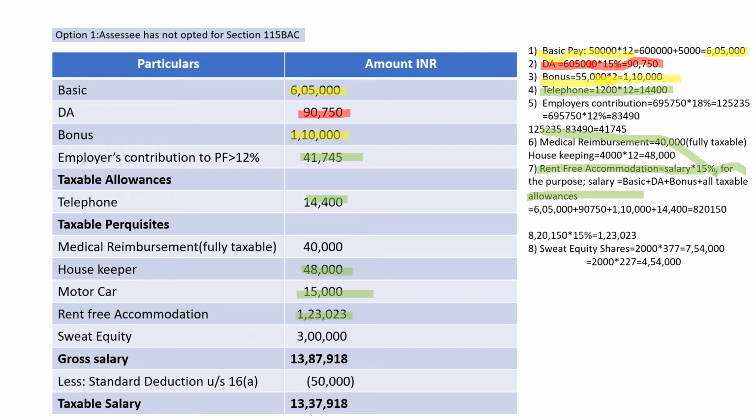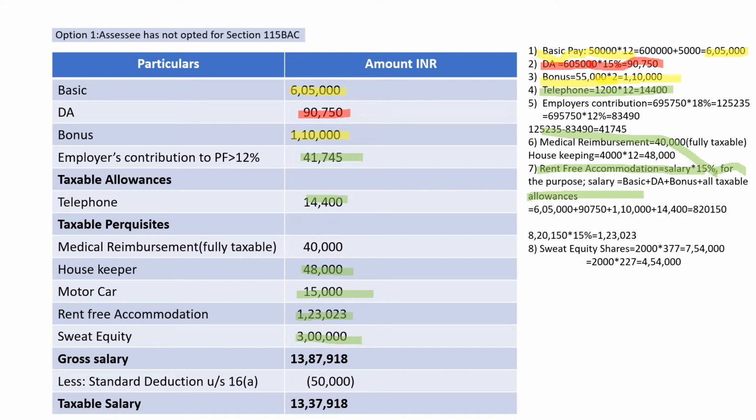Then sweat equity shares. If you deduct these two things, you will get 3 lakhs. Then you will be getting gross salary of 13,87,918. Less standard deduction under section 16, subsection A, is 50,000. If you deduct this 50,000 from gross salary, then you will be ascertaining taxable salary. So this is the taxable salary if the SSC has not opted for section 115 BAC. Hope you understood this taxable salary.